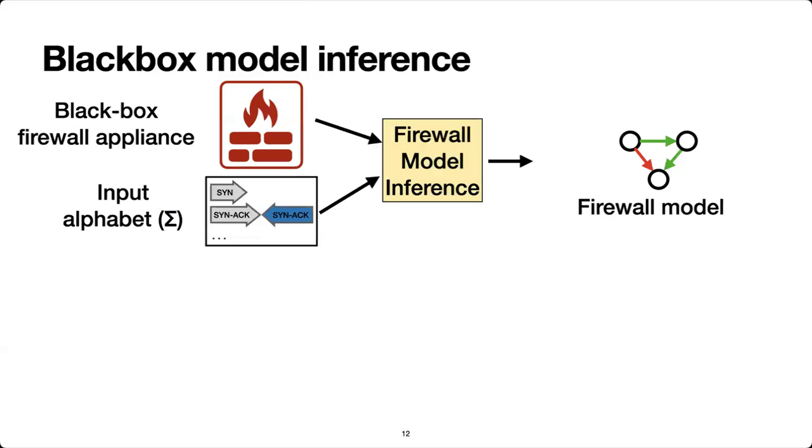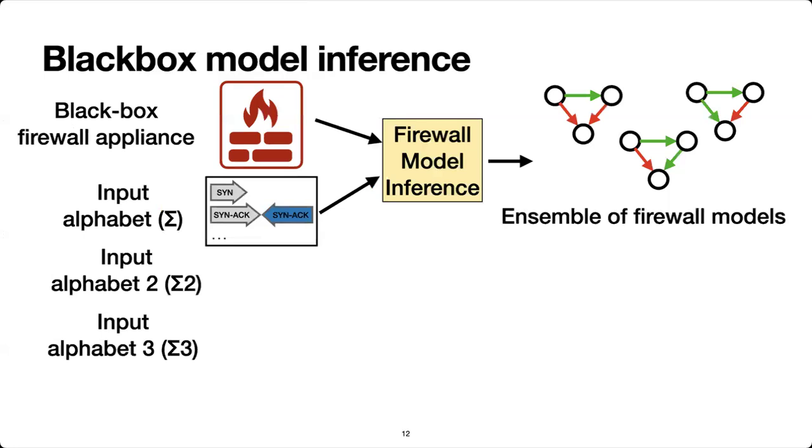Now, naively reasoning about the firewall appliance in the face of all kinds of adversarial or evasive TCP attacks leads to scalability issues. And so Pryde's key insight here is to consider different input alphabets, each of which encodes a different kind of evasion capability, and Pryde infers an ensemble of firewall models.